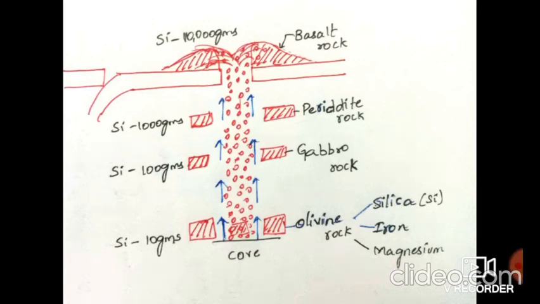Here, the circle particles are the hot molten magma which is upwelling from the core towards the Earth's surface. And the shaded region of the rectangular boxes represent rocks. Olivine, gabbro, peridot are the types of rocks. These rocks contain different minerals like silica, iron, magnesium, quartz, feldspar, limestone and so on. Now let us restrict our discussion to silica, iron and magnesium.